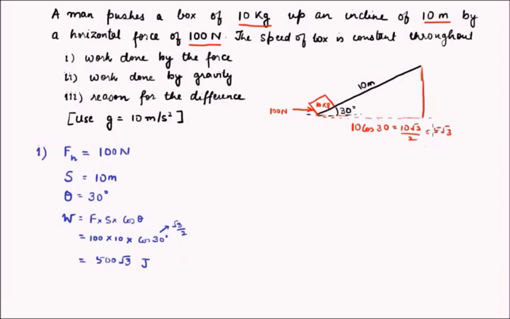Now if we use this value and the 100 Newton, then alternatively we can say that work done is equal to force into displacement in the direction of force. Let us write this as S horizontal and this as F horizontal. Since both are in the same direction, we can simply multiply them and that will give us the same result.